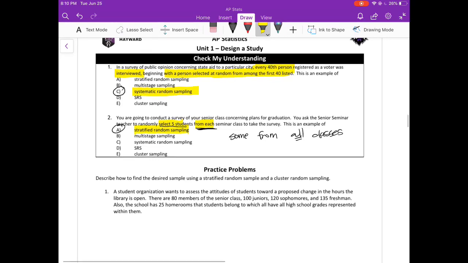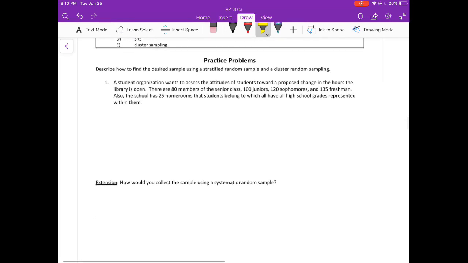Okay, let's go ahead and do this next one. Describe how to find the desired sampling using a stratified random sample and a cluster random sample. So, this one is the question about the library hours changing.